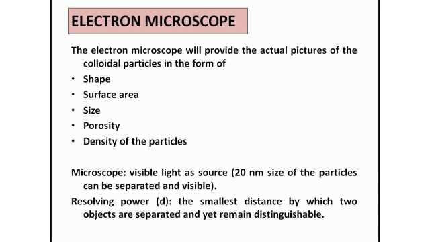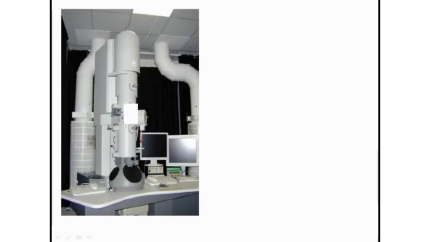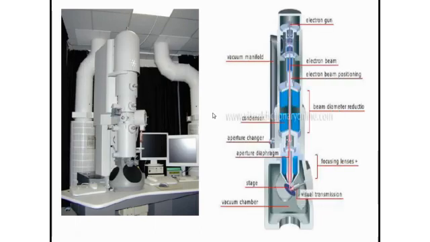Now let us see the construction of the electron microscope, how it looks externally. If we see it internally, the electron microscope has a source of light. Here the source of light is the electron. The electron is used as a source of light. Generally we have an electron gun fitted here. This electron gun will produce an electron beam. This is the vacuum manifold, this is the electron beam, and this is the electron beam positioning. It will position the beam to form a straight line.